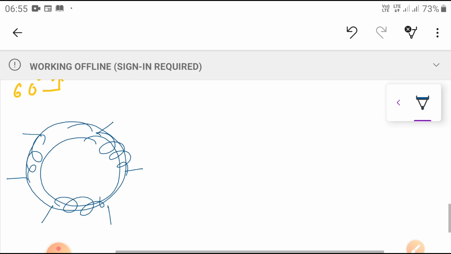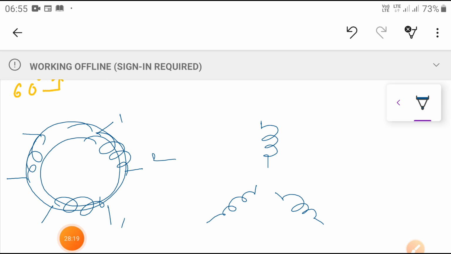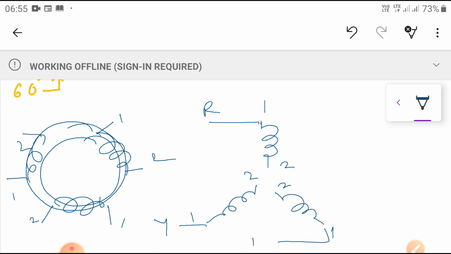So, here what will happen? Suppose, for example, we take the R phase, this is the Y phase, this is the B phase, with terminals 1, 2, 1, 2, 1, 2. All the ones are starting and the twos are ending. If I connect the supply to all the ones, R phase, Y phase, B phase, and then short all the twos, then it becomes the star connection.